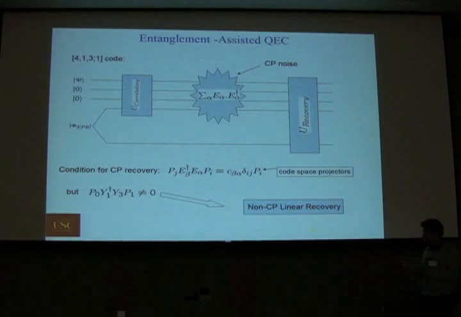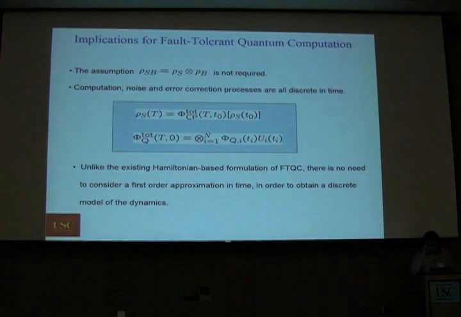And let me talk about the fault-tolerant part. Actually, I don't have a result on that, so I just have this formulation for fault-tolerant quantum computation, how we can formulate that based on these linear maps. So what are the advantages? We don't need anymore to make the assumption that the initial state of the system and bath is a product state. For a general formulation, we can consider this big super operator that takes our quantum computer at time t0 to time t.